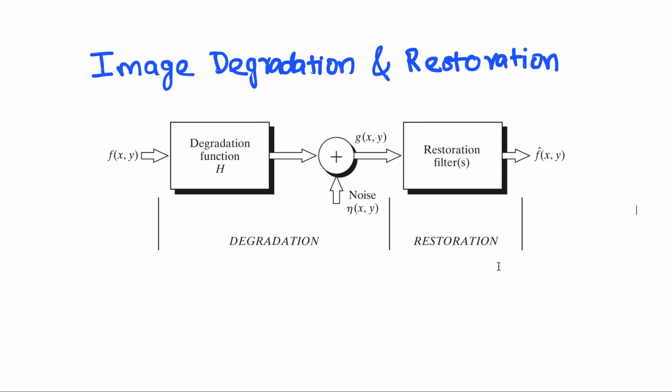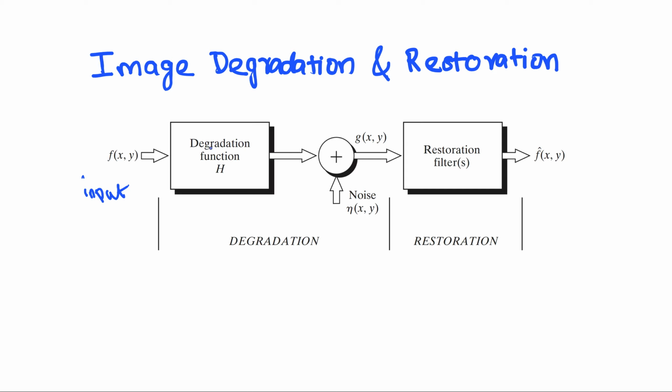Let's talk about the idea of image degradation and restoration. Suppose I have an image f of x, y, which I'm calling the input image. Now suppose that you are going to capture an image with your camera. While you are capturing the image, you suddenly move the camera so that the output image is kind of blurred. That kind of blur is called motion blur. So such things can happen.